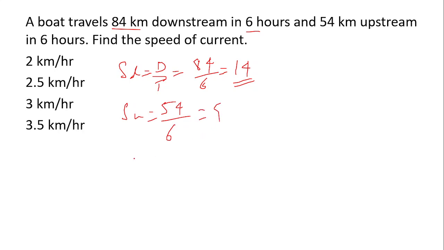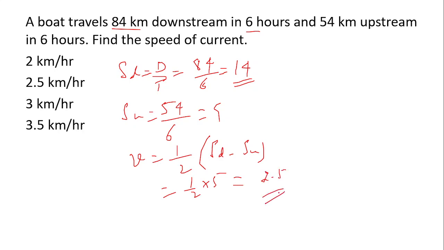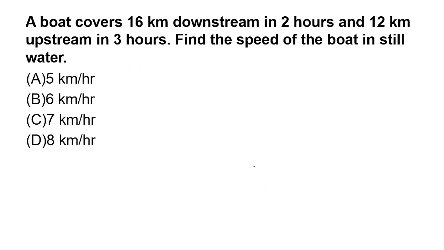Find the speed of the current. To find V, what do we do? Half into SD minus SU. Okay, so this is half into 14 minus 9, 5. So this is 2.5, the correct answer. Alright, let's move to one more question.